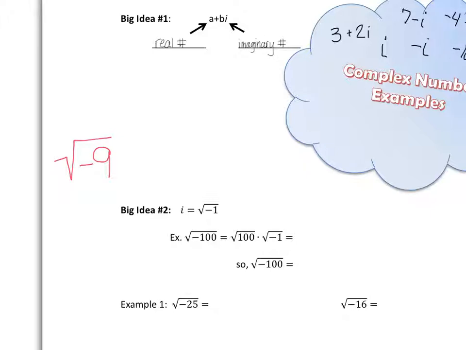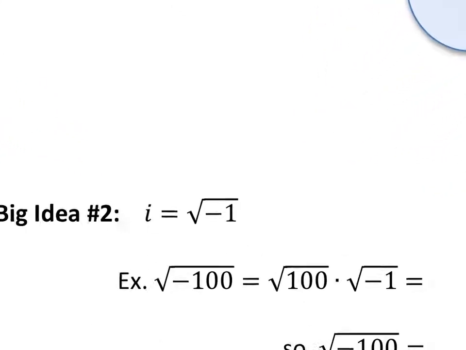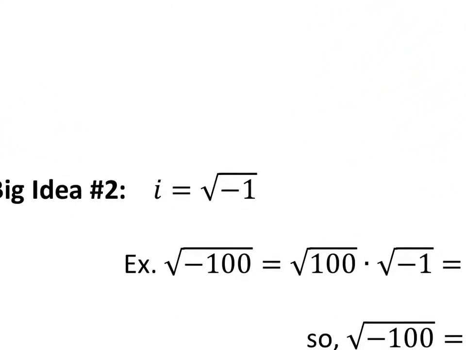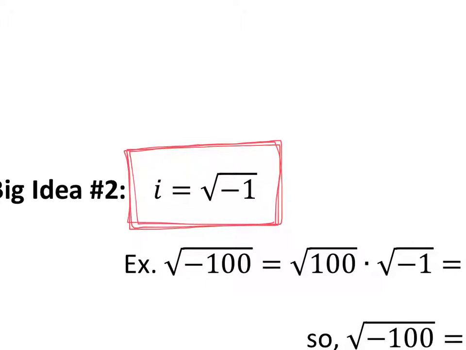So what we do instead is we replace it with an i. So i equals the square root of negative 1. That is our big thing that you have to remember. i equals the square root of negative 1.